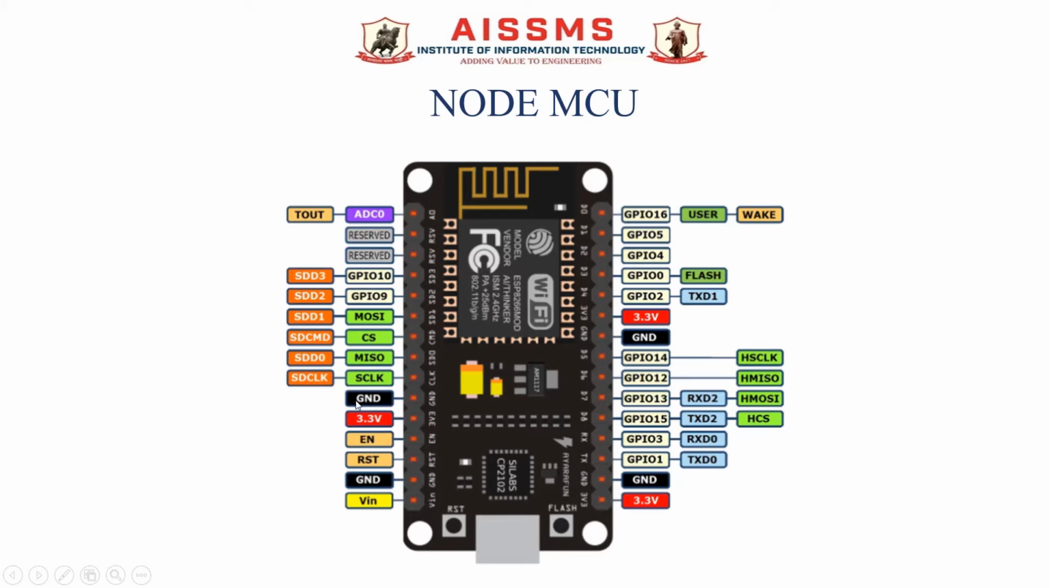A 3.3 volt power supply is available on board. Three power supplies you can see. This is the voltage input pin, ground pin, and on this side also GPIOs are available. This is the pin configuration of NodeMCU.